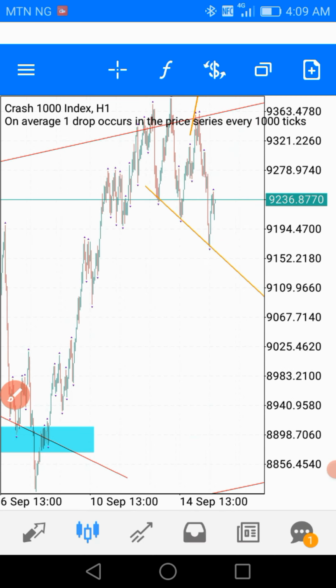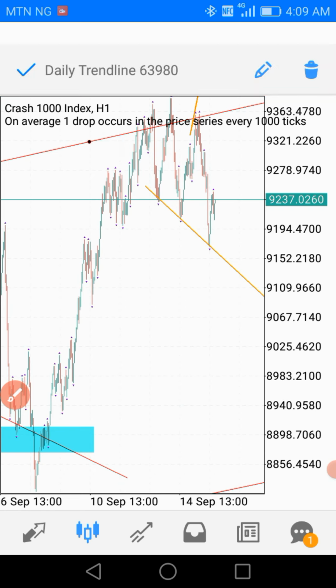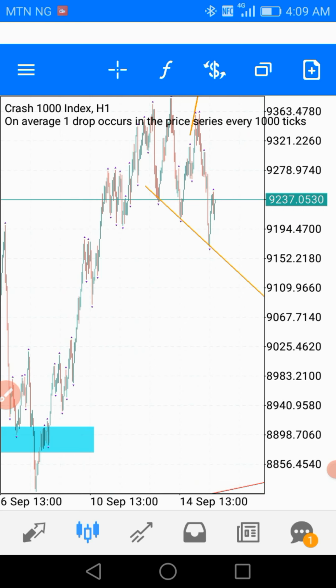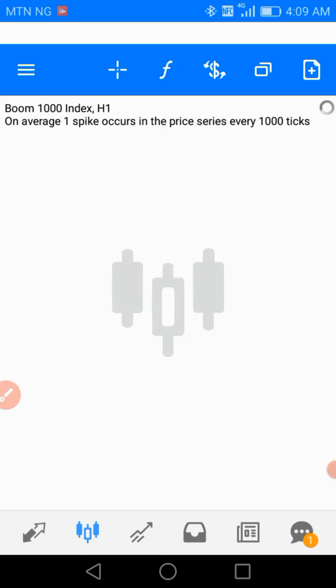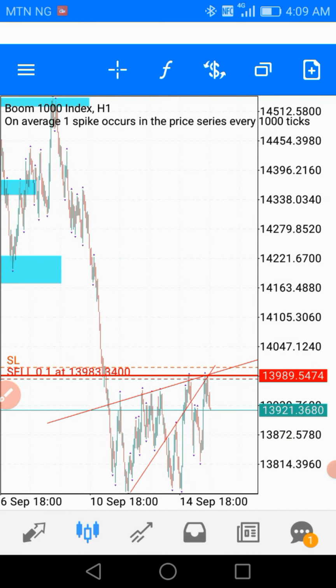Now imagine taking a trade from here on a 1 hour time frame. It took days, and up till now the trade is still running. Let me also clear off this trend line. And I just made such an analysis now on Boom 1000. This is a trade I placed about 2 hours ago with the lot size of 0.1.